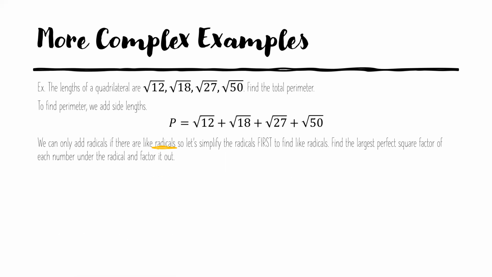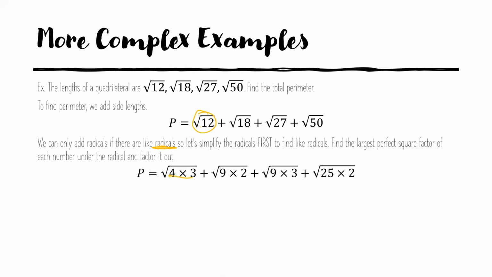And if they have the same number under the root, then we can add them. And again, you want to find the largest perfect square factor of each number under the radical, and you want to factor it out. So what we're going to do first is we notice that the square root of 12, the numbers that it can be broken down into are 4 and 3.